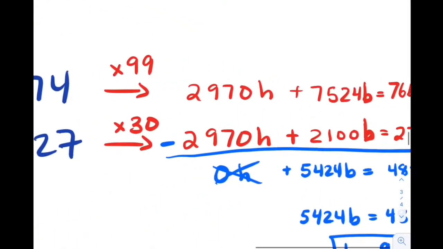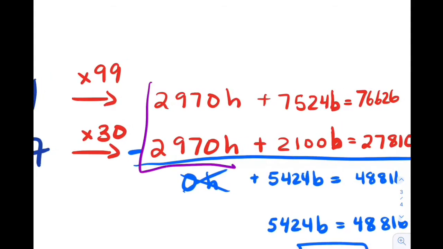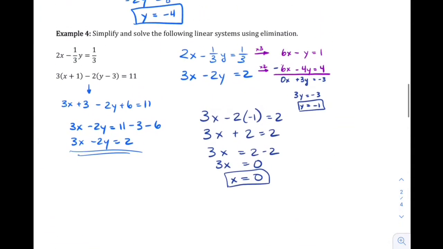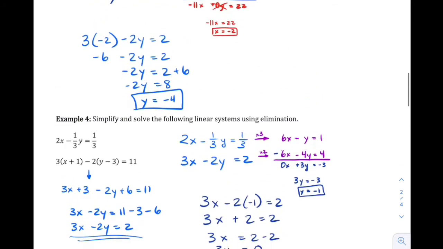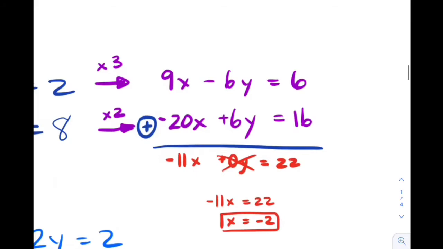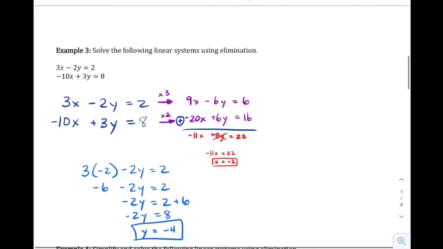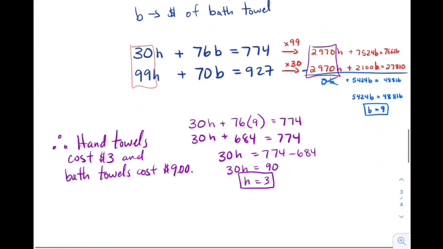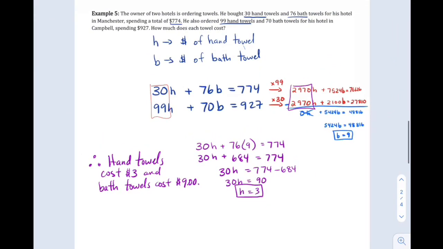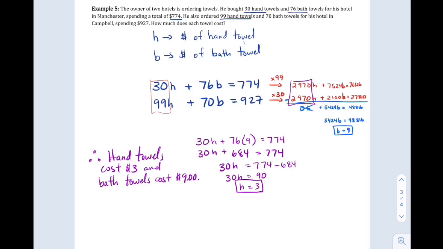But if both the coefficients have the same sign, they're both positive or both negative, we're going to subtract. If they're opposite signs, like this one here, the 6's were opposite signs, we ended up adding. So that's one kind of a shortcut to look at it. And once we've done that, you solve it for one variable and then substitute that back into one of the equations to find out the other variable. And if it's a word problem, we need to write out our sentence at the end. But that's elimination. If you have any questions, be sure to let me know.